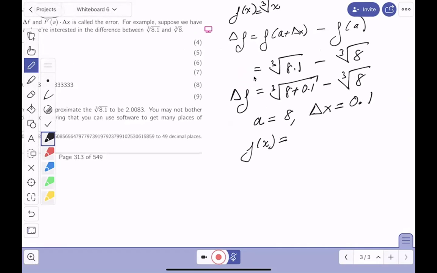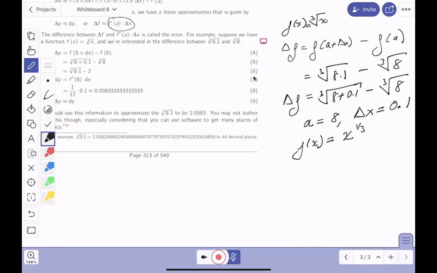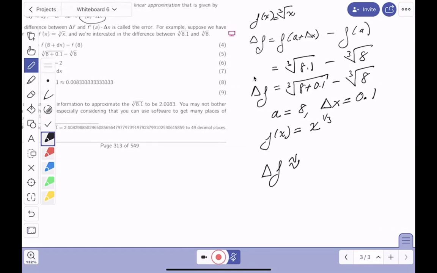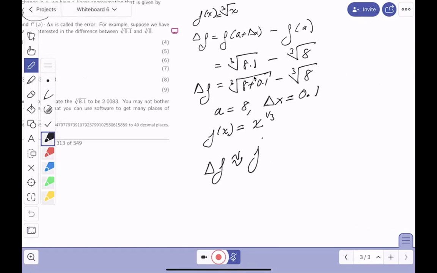F of x is the cube root, or x to the 1/3 power. All right, let's see if we can handle it. Now, what did they do? I definitely wrote down delta f, but I have not written this down yet. So what we're saying over here is that delta f should be approximately the same as f prime evaluated at a, times delta x. That's what we're claiming, right?